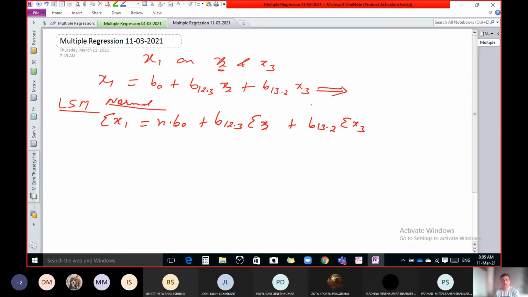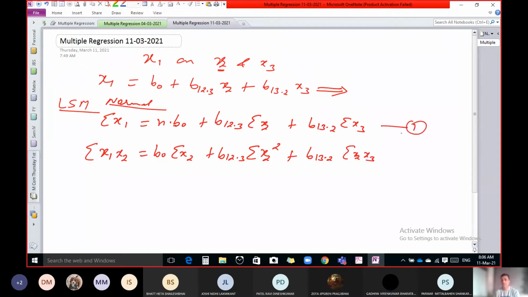Now just multiply this with x2. Multiply both sides by x2 and then take summation. So if we multiply both sides by x2, we get x1 x2, take summation. So sigma x1 x2 equal to, here b0 into x2, but b0 is a constant, so you can write only sigma x2. Here b12.3 is a constant, and here x2 into x2 gives sigma x2 square, and here if you multiply by x2 we get b13.2 sigma x2 x3. This is our second normal equation.